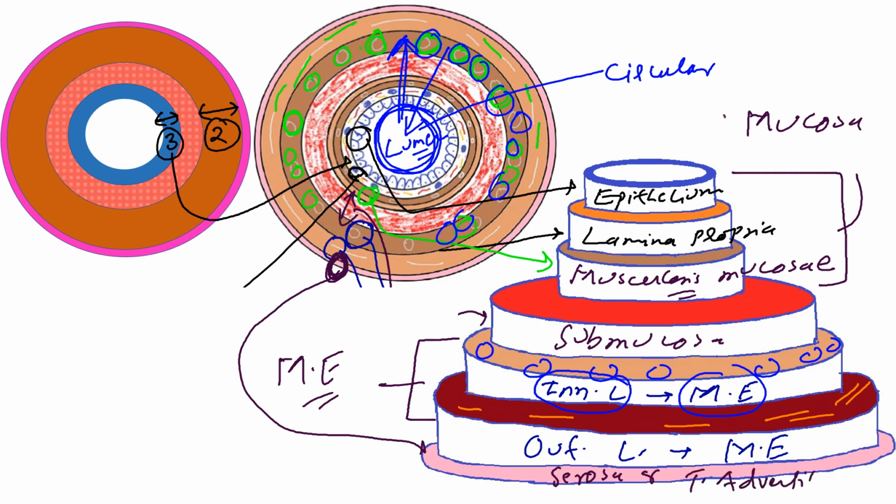So the first layer is the mucosa, which has three layers. Innermost layer epithelium, outside this there is lamina propria, and outermost muscularis mucosae. And the second layer is the submucosa, third layer is the muscularis externa, and the fourth and outermost layer is the serosa or tunica adventitia.